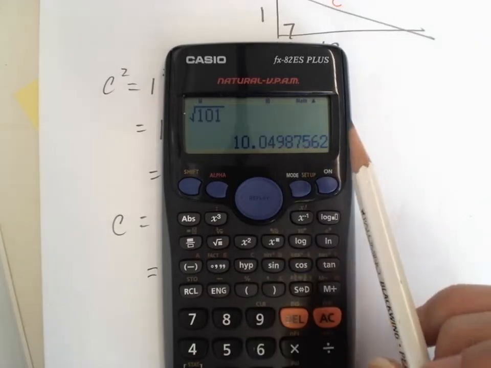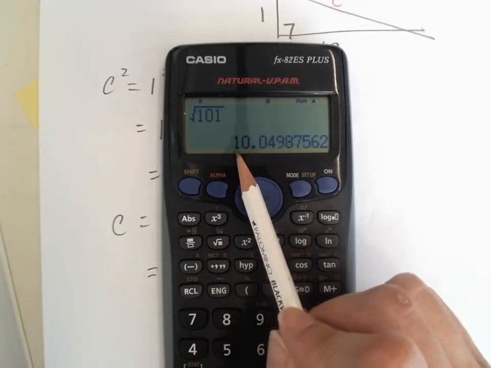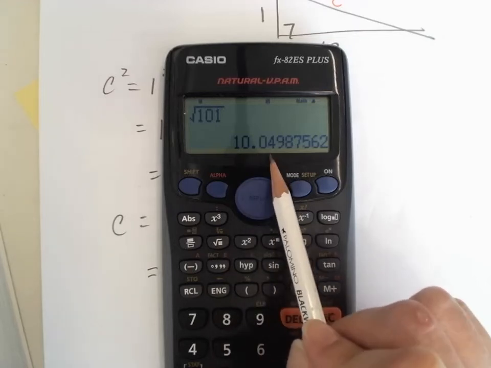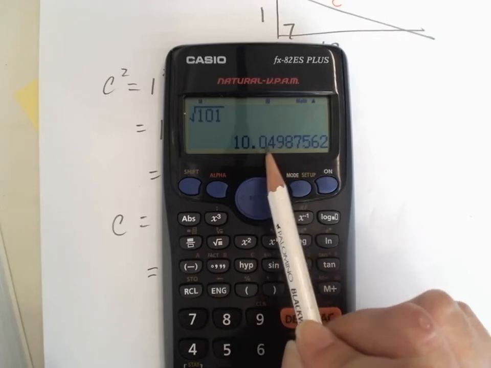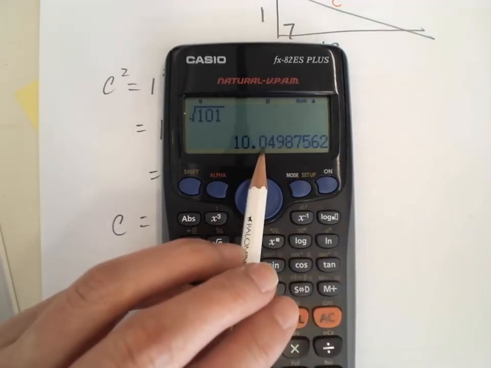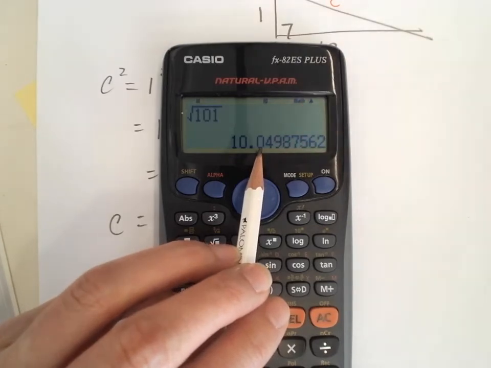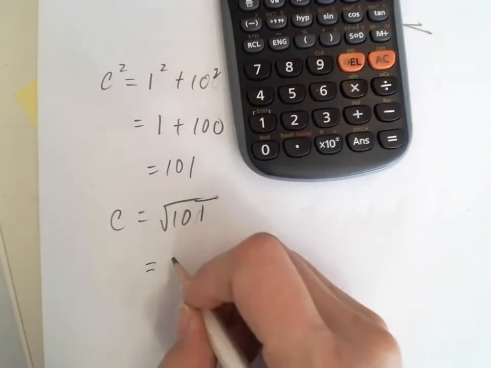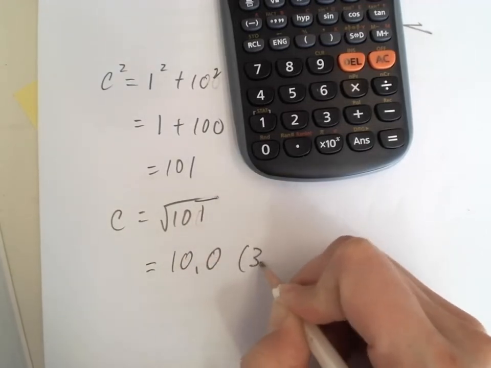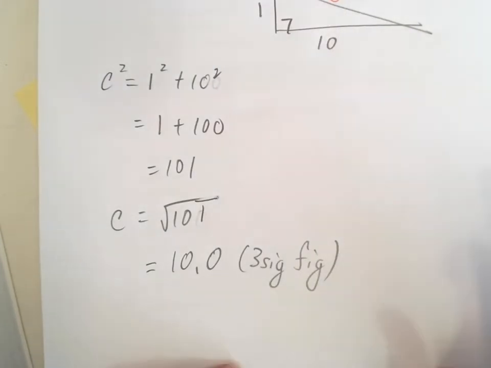Usually, if the question doesn't say otherwise, we give 3 significant figures. So we count 1, 2, 3. Pointing at the 0, looking at the 4. The 4 is smaller than 5, so you do not round it up. So the answer will be 10.0. Sometimes you write that if the question didn't say so. If the question says so, you just go with the question and that would be fine.